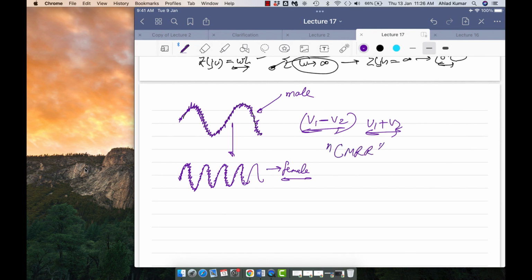Okay. I'm not going into the details of it. It has more subtle explanation to it, but this is just a very crude way of explaining CMRR in terms of this simple example. Any other question? Sir, can you explain a little bit about difference amplifier also, sir?